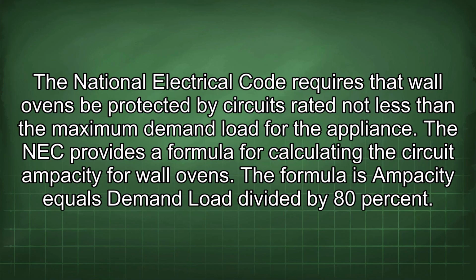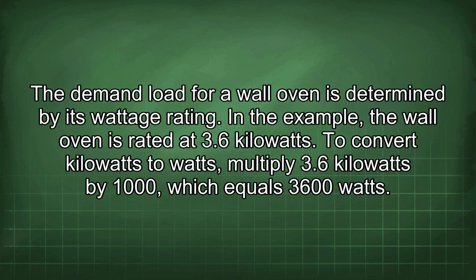The National Electrical Code requires that wall ovens be protected by circuits rated not less than the maximum demand load for the appliance. The NEC provides a formula for calculating the circuit ampacity for wall ovens. The formula is ampacity equals demand load divided by 80%. The demand load for a wall oven is determined by its wattage rating.